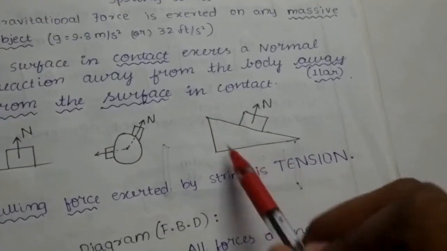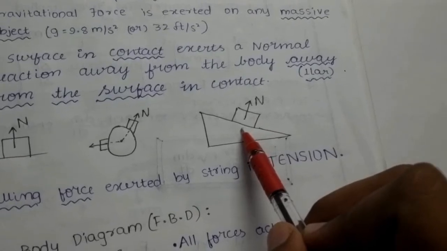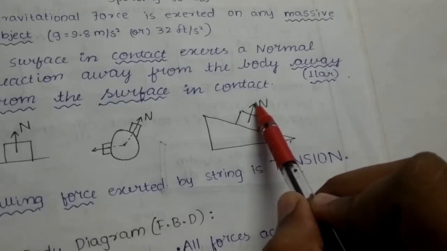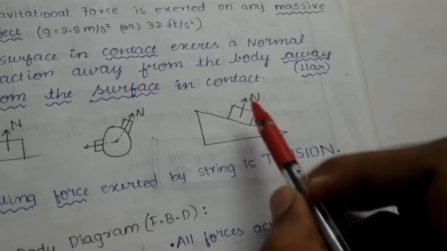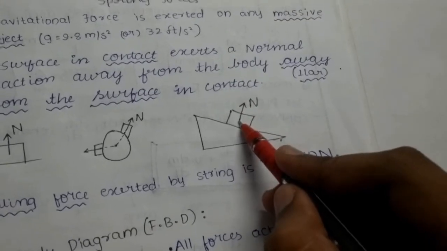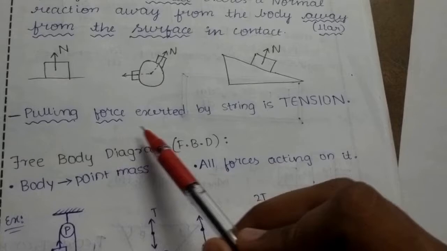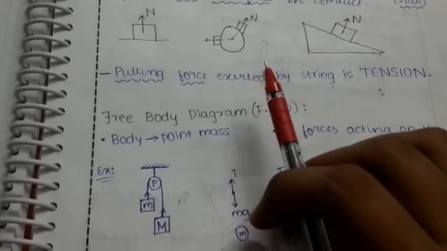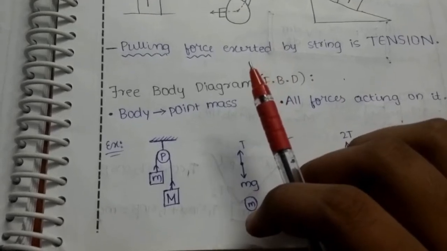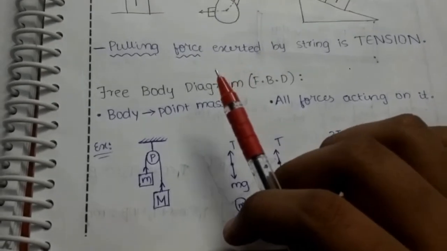And this is a wedge and a block. The normal reaction exerted by the wedge on the block is in this direction, and the normal reaction exerted by the block on the wedge is exactly opposite. Next force, tension. Tension is the pulling force exerted by the string. In this chapter, we are going to take the string as massless and frictionless.